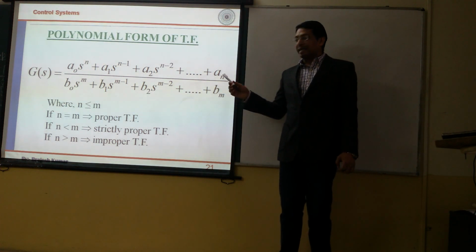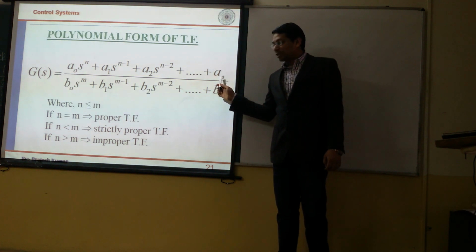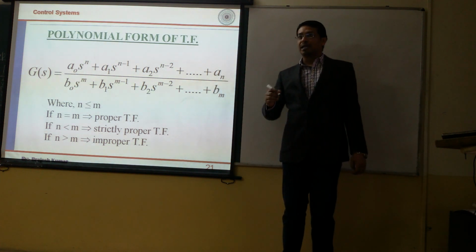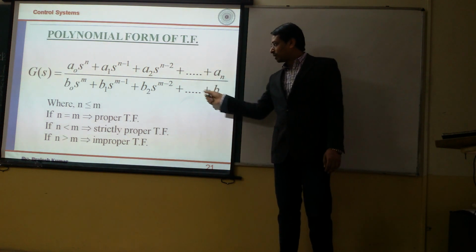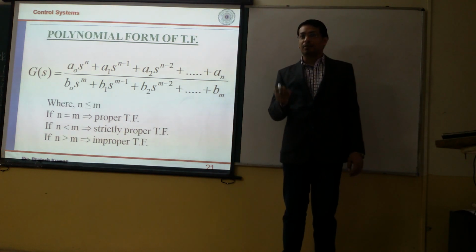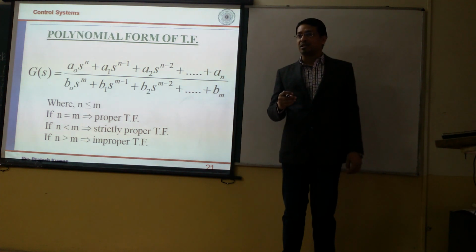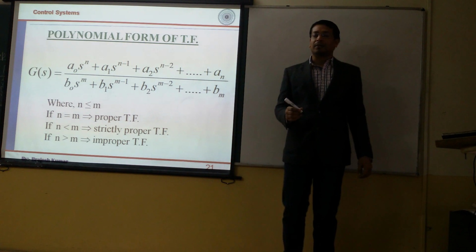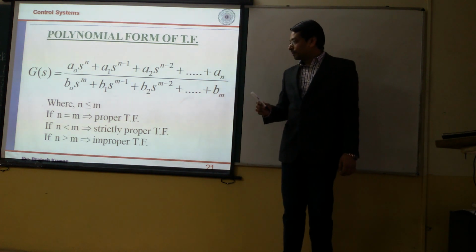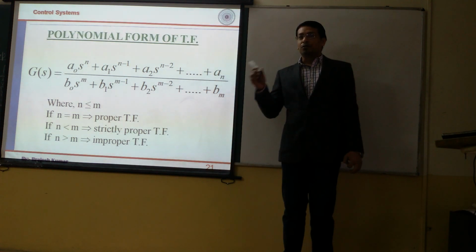Because if m is greater than n, your transfer function will be an improper transfer function, and such a system is physically not realizable. This will be a hypothetical system if m is greater than n. Okay. So only for m less than or equal to n will your system be real.